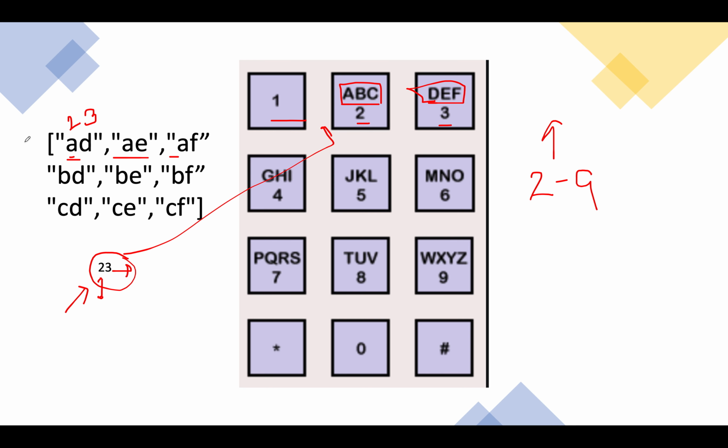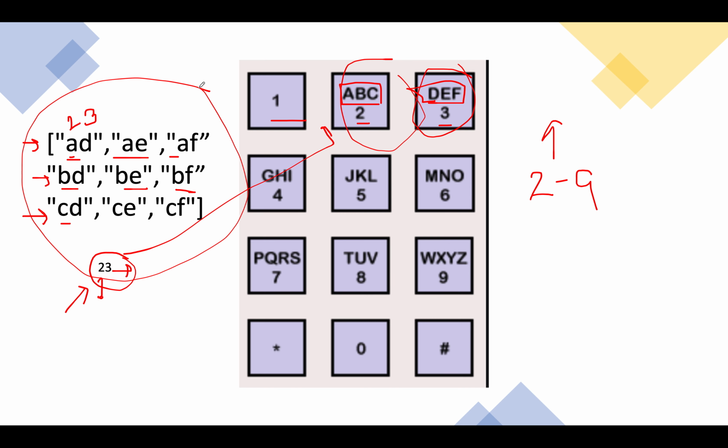So this is the first representation where 2 is represented by A and 3 represents D, E, F one by one. Similarly, here 2 represents B, and the three strings that can be generated are BD, BE, and BF. Again, 2 represents C, and D, E, and F are the representation of 3, which is the case as specified in the image. So we need to return all the possible combinations that can be generated.